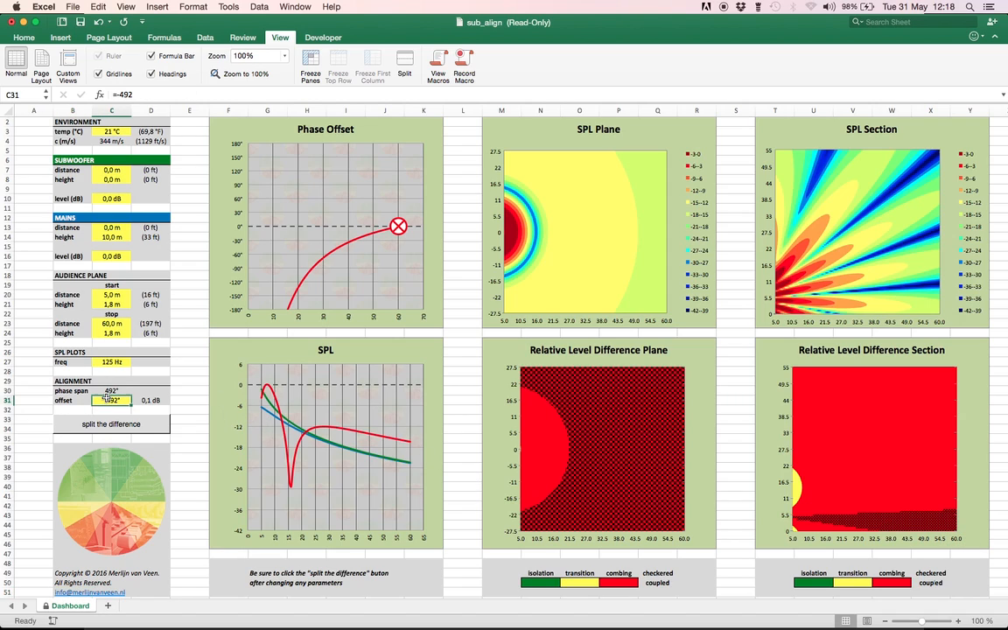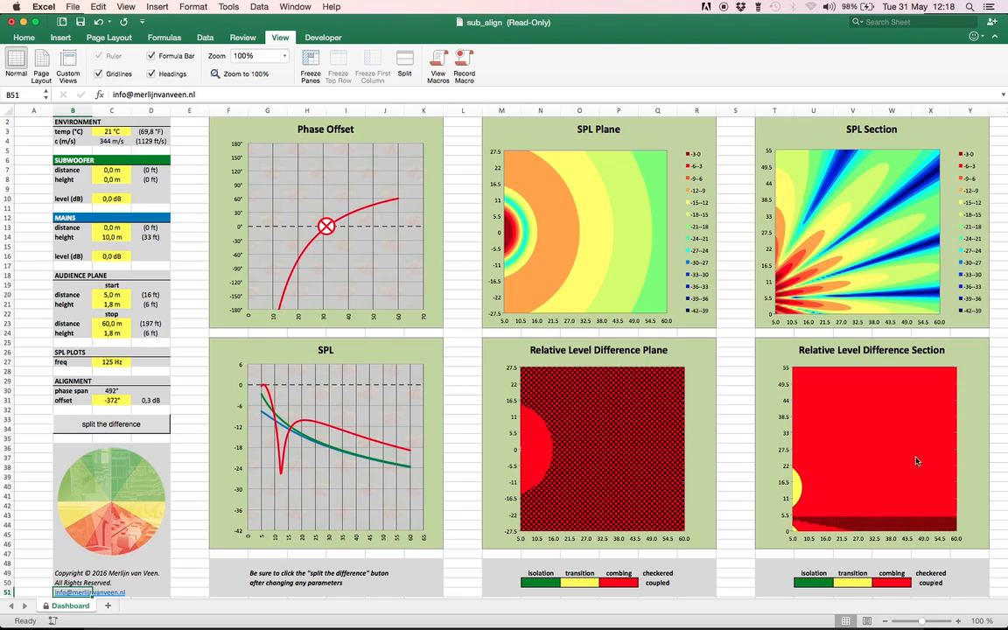front. So let's start with a leftover phase offset in the back of the audience of only 60 degrees. If I now press split the difference, then we will see the alignment position move to the front and the searchlight, the coupled searchlight, tilted down slightly. But this is still a very acceptable solution, and it probably puts us somewhere around front of house.